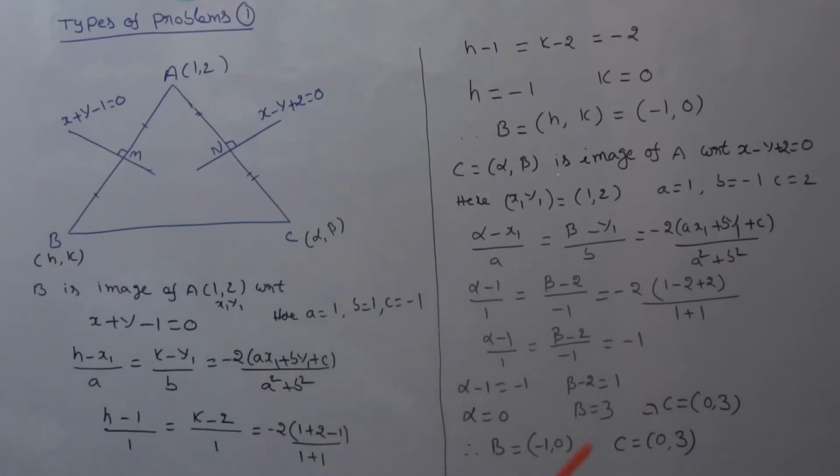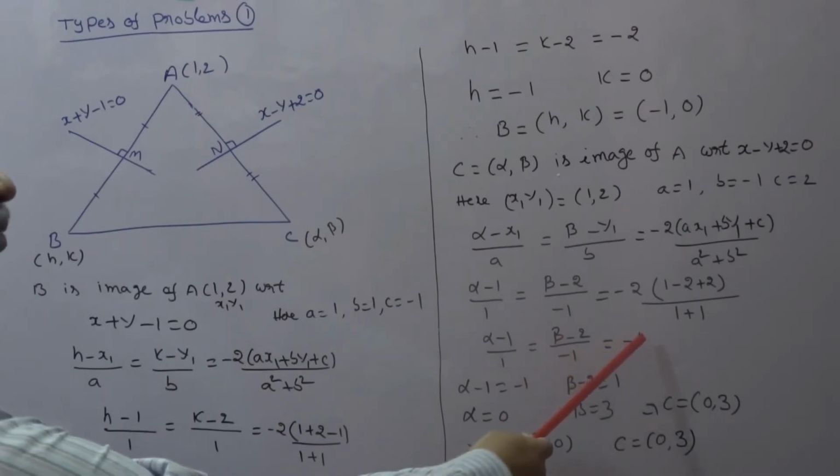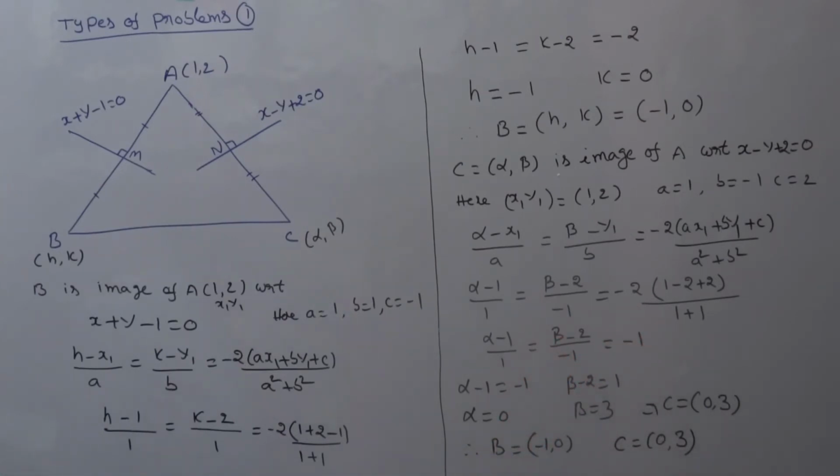So alpha - 1 = -1, and beta - 2 = (-1)(-1), that is +1. Hence alpha is 0 and beta is 1 + 2, that is 3. Therefore the point C (alpha, beta) is (0, 3). Hence the point B is (-1, 0) and the point C is (0, 3).